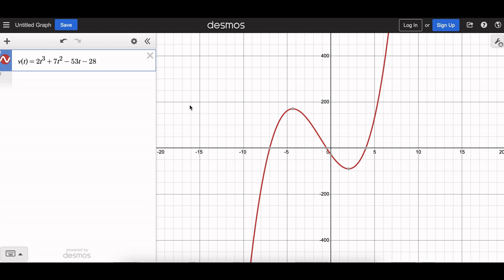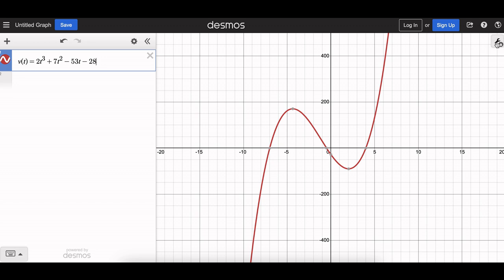Okay, so we're going to take a look at our particle motion example. We have the velocity of a particle at any time t greater than 0 given by 2t to the third plus 7t squared minus 53t minus 28. And here I adjusted the viewing window on Desmos. The default is negative 10 to 10 for the x and the y.